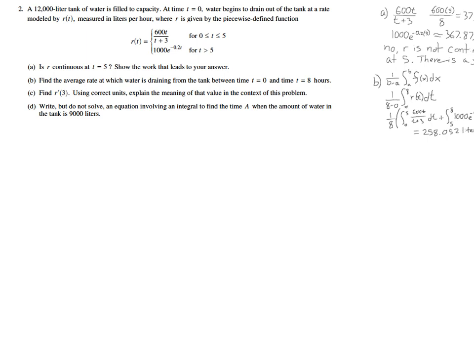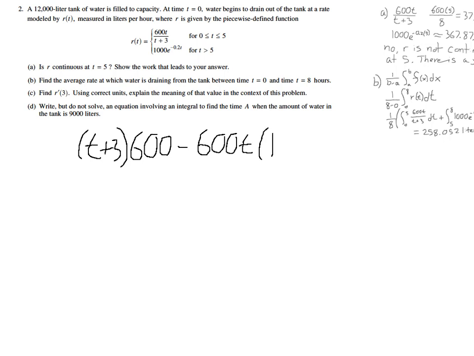So we'll have to use quotient rule. Low d high: t plus 3 times 600, minus high d low: 600t times d low, which is just 1, and then square the bottom, and away we go. If you're not familiar with that little song for the quotient rule, then I'm sorry. You should be familiar with it. It's a good song. And so that's the derivative of the first piece of r, from 0 to 5.